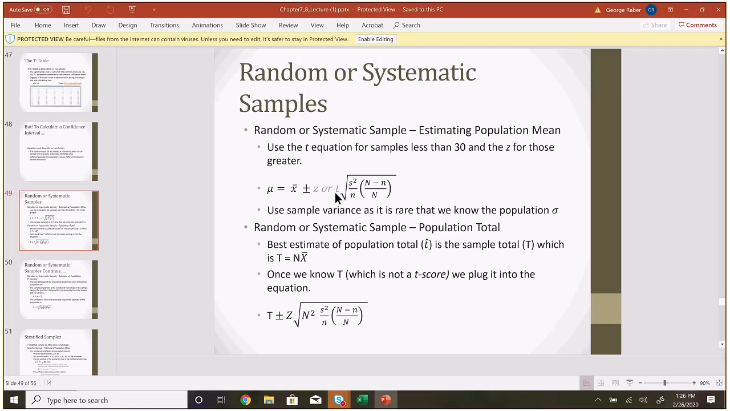So the Z or T comes from the table, or Excel can provide that to you too. So you take that number and you multiply it by this value. And it's a function of the standard deviation. So it's the standard deviation squared divided by the number in the sample, and then it's multiplied by the total number of observations in the population minus n divided by n, the total number in the population.